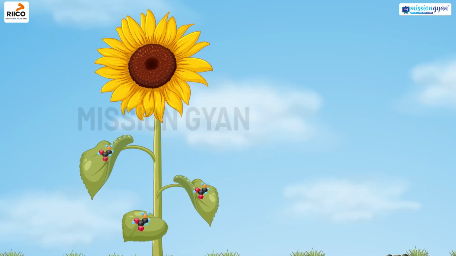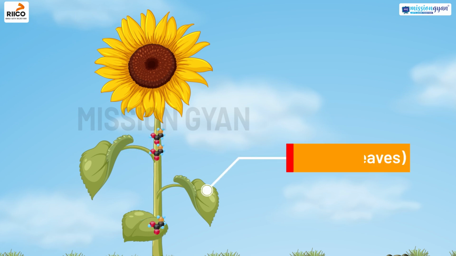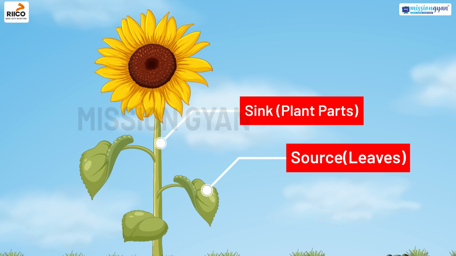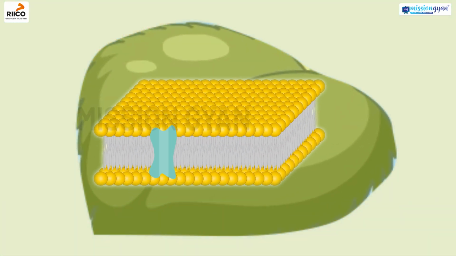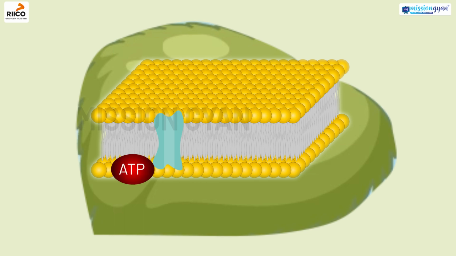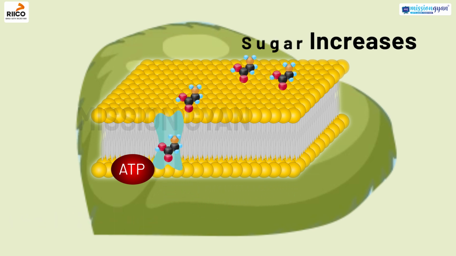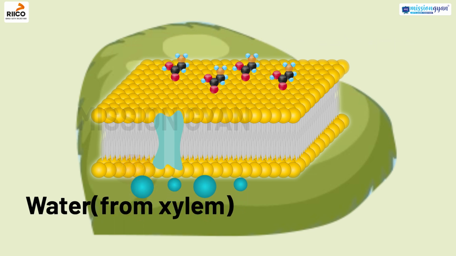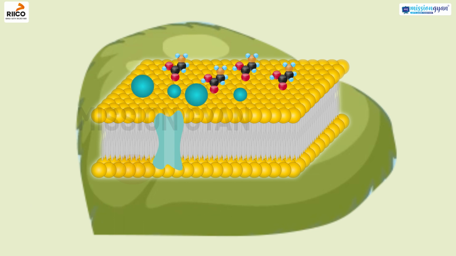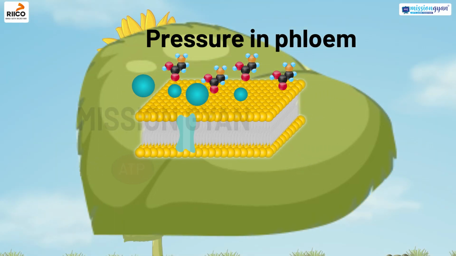This food needs to be translocated from where it is produced, that is source, to where it is needed, that is sink. This process requires energy in the form of ATP. Food gets loaded into the phloem using ATP, which increases the sugar concentration into it. As a result, water flows into the phloem through nearby xylem by osmosis, creating a pressure in phloem.